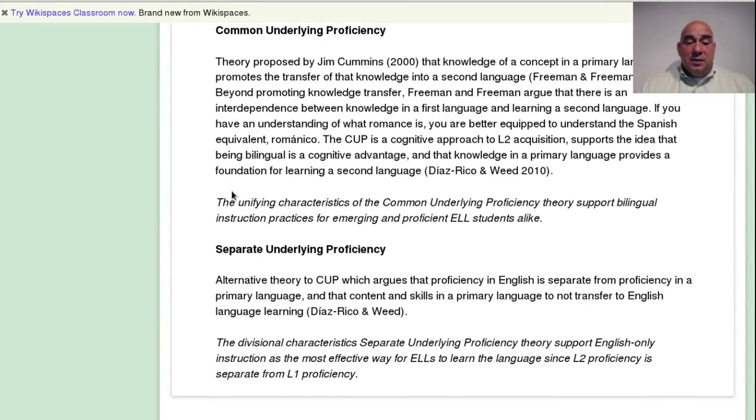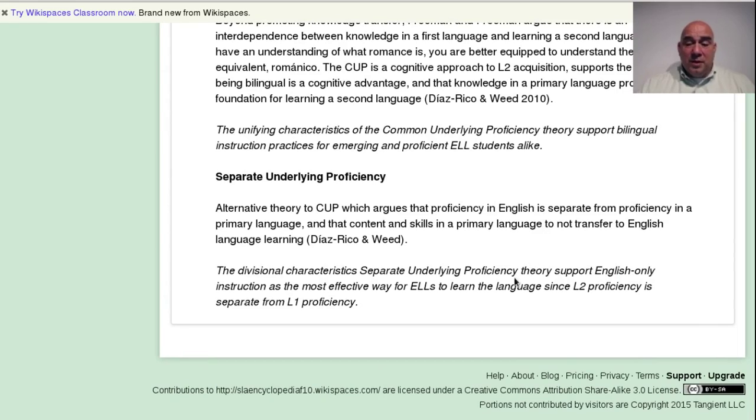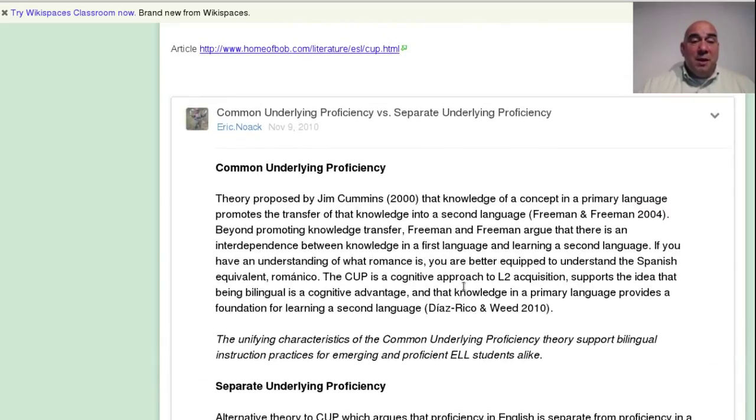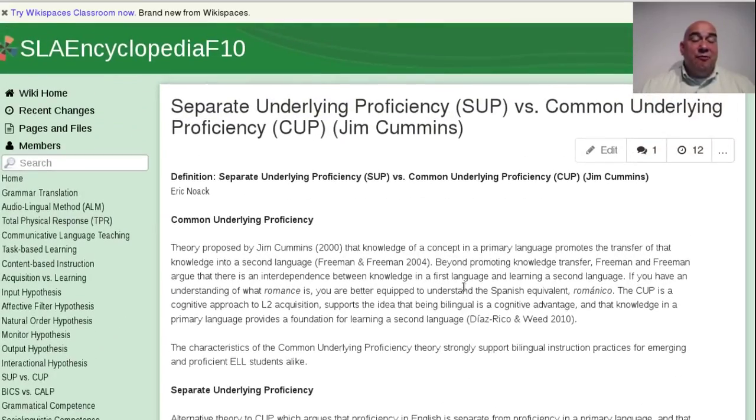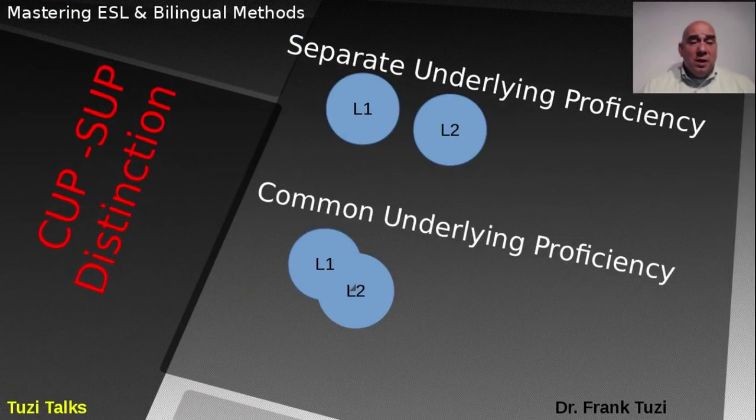The CUP, the underlying characteristics of the CUP, supports bilingual education, and the underlying support theory for SUP, or separate, supports English only. I would disagree with that. English-only people are doing this for a different reason, and they believe that full immersion in one language is going to help students learn faster. That's one of the things that has not been brought up within this series. It's something called the direct method. And within the direct method, there is no target, no native language, no L1 taught at all within the program.